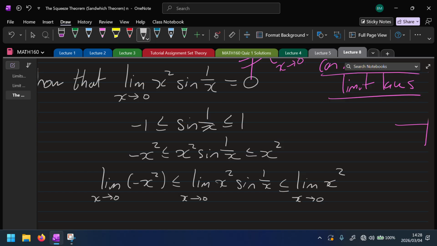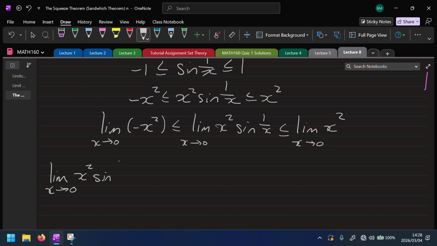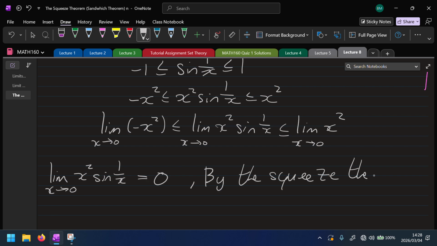This inside part is squeezed between 0 and 0. So what's the value going to be? 0, right? 0 from the bottom, 0 from the top. It has to be 0. So the limit as x goes to 0 of x squared sine 1 over x is 0 by the squeeze theorem. Because the upper limit was 0, the bottom limit is also 0, so it is squeezed between 0 and 0. It can only be 0. Okay. Any questions for this one?